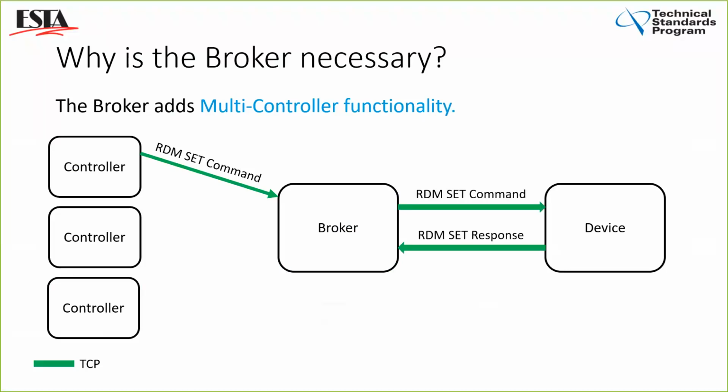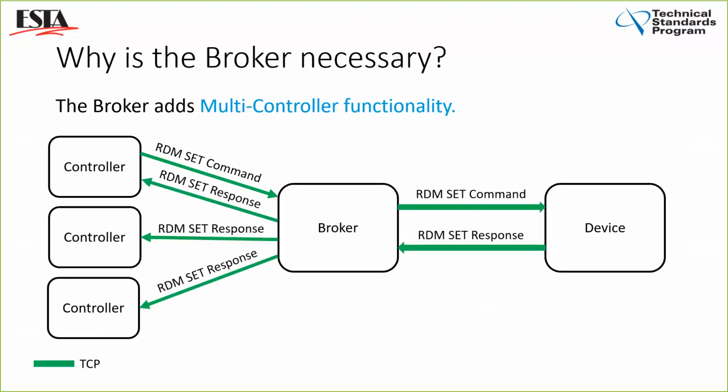Fortunately, when the device sends the response back, the broker understands this and routes the set command response back to every controller in the system. So even the controllers that didn't originate the message now understand that something has changed on that device without their knowledge, and they can update their view of the state of the RDMnet system.